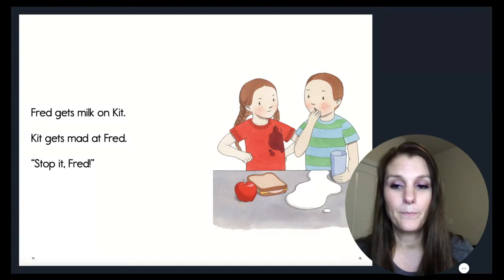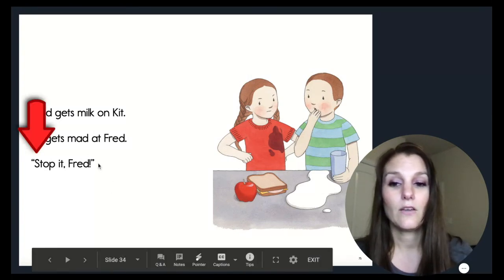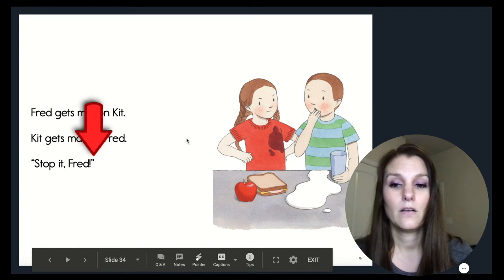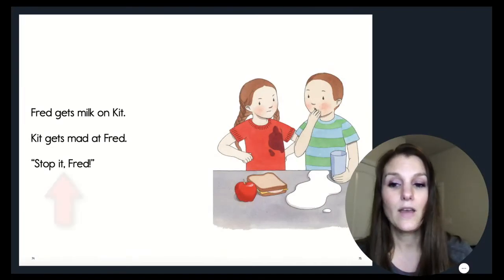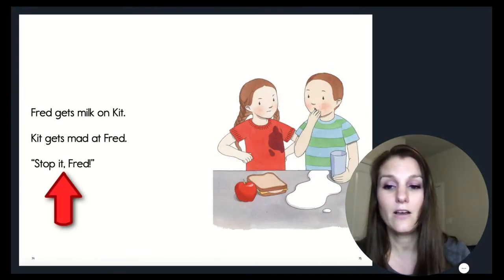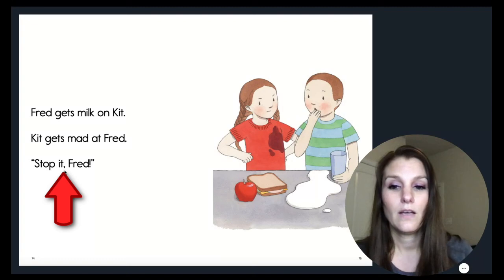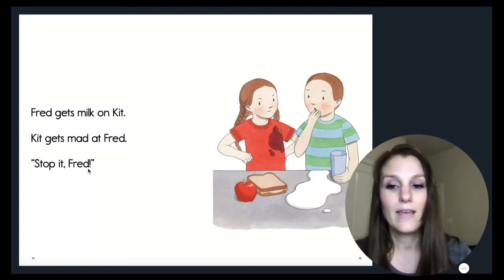Let's find the quotation marks on the page. Can you find them? That's right. They're right here. Can you find the comma? That's right. It's right here. And what about the exclamation point? Right at the end of our sentence.